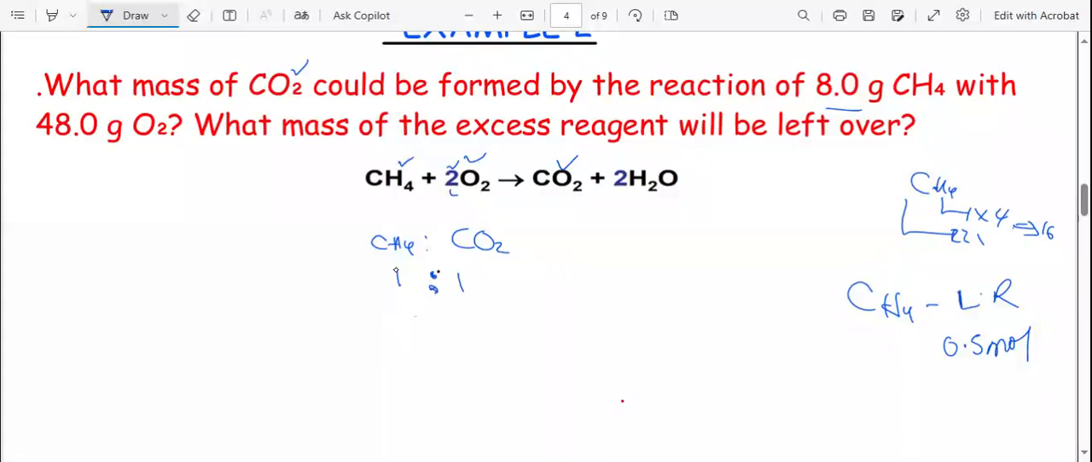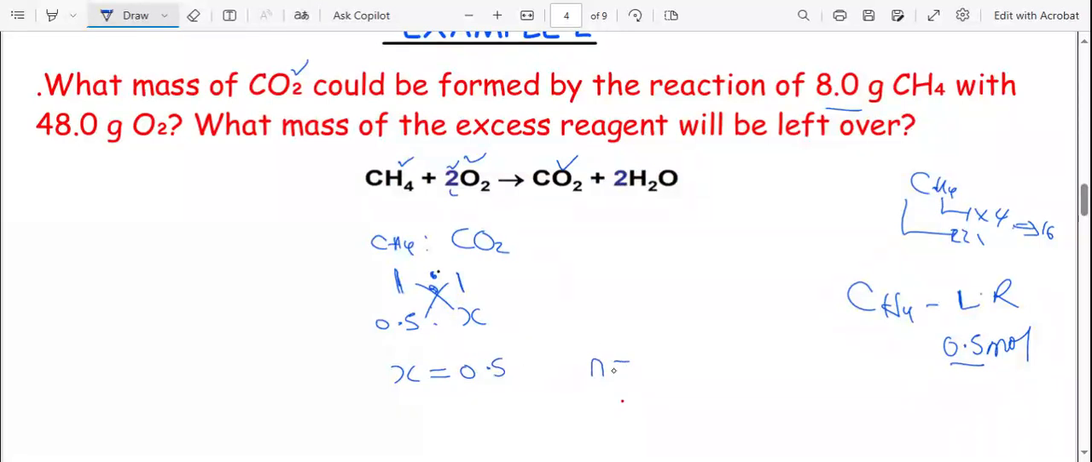Then from there, what do you do? You bring in the moles of the limiting agent. You have seen the goal is to look for the mass of this carbon dioxide. By getting the moles, we'll be able to find the mass. So we'll say 0.5 is the limiting agent's moles, and here it's x. You cross multiply like that, and x will be just the same, 0.5.